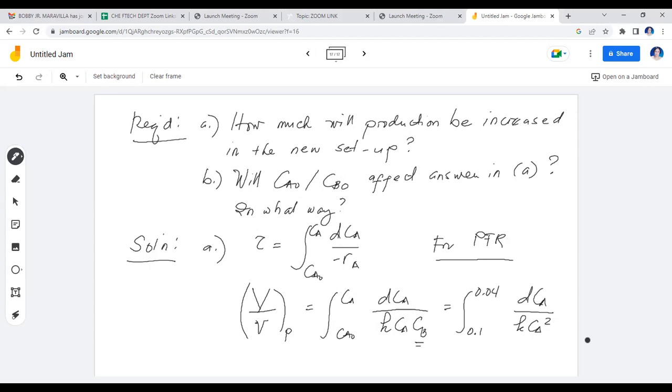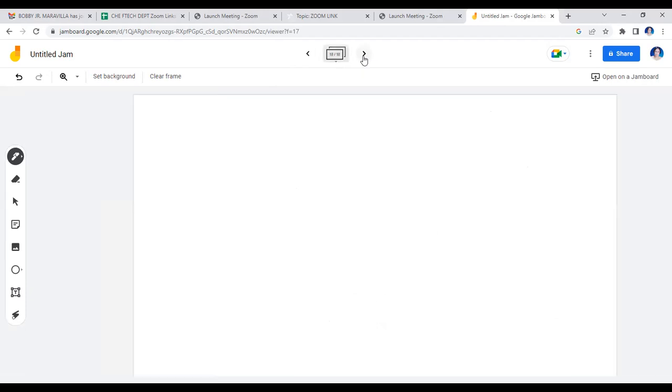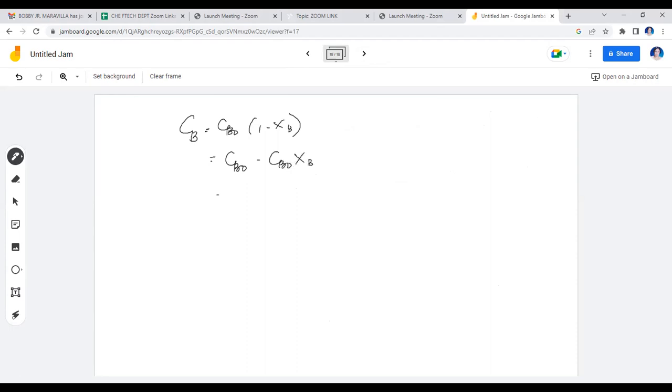Instead, we just equated C sub B to C sub A because they are equimolar. That is the reason why we did that last term. Like C_B is equal to C_BO (1 minus X_B), so this would be C_BO minus C_BO X_B. Your C_BO is C_AO, and your C_BO X_B is C_AO X_A as well, based on stoichiometry. So therefore, C sub B is C sub A. Okay, we had done that.